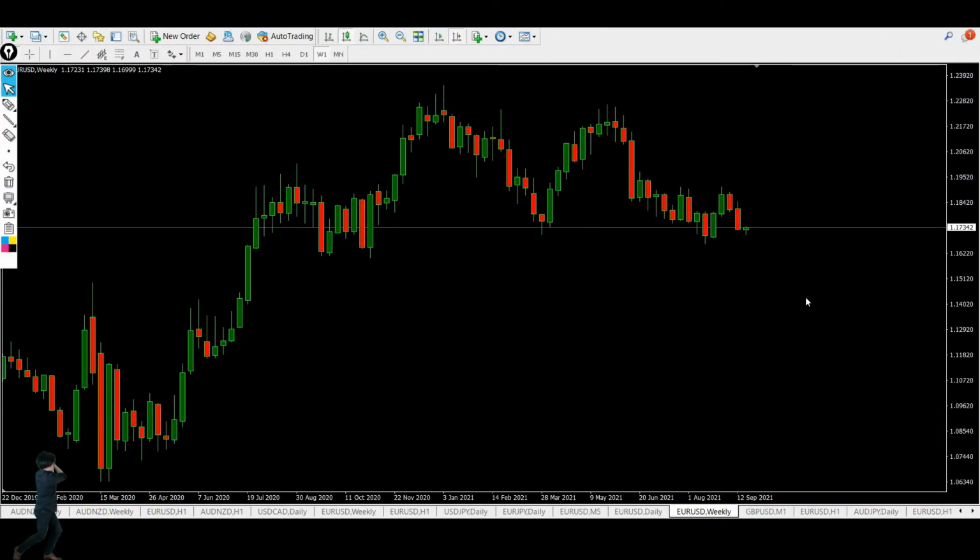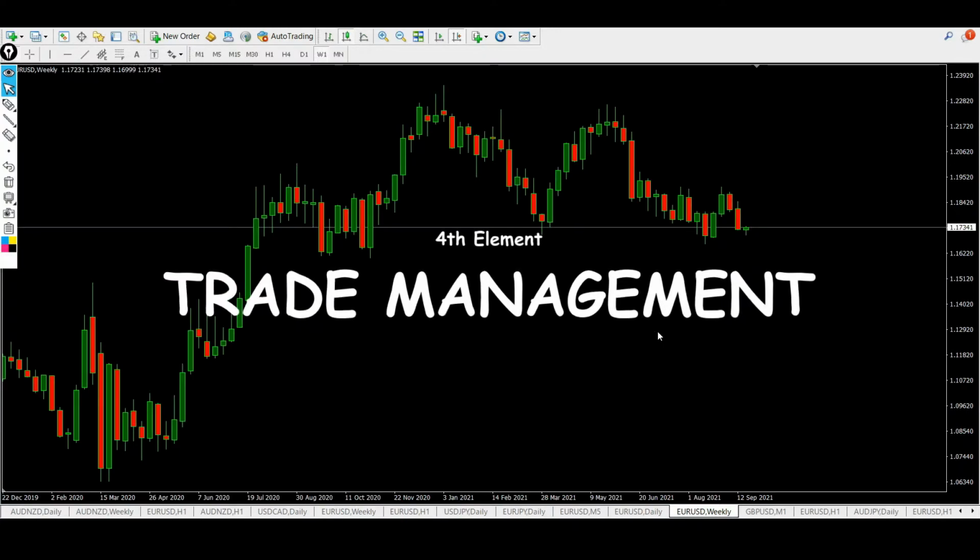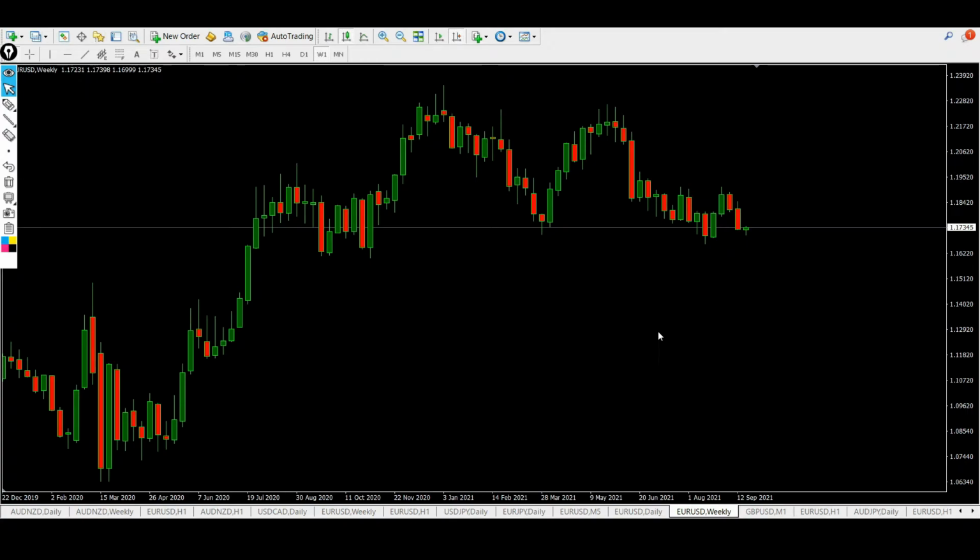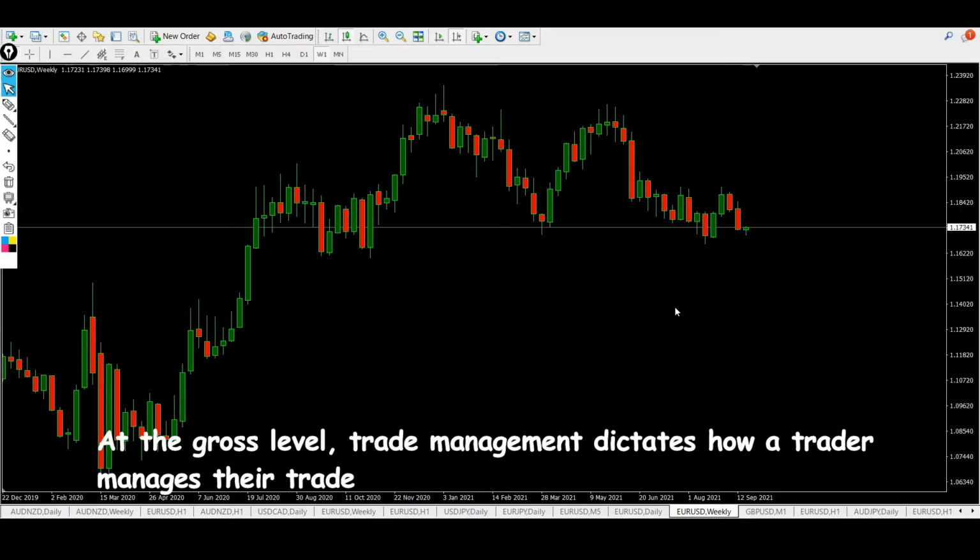Alright, so we're back on this Euro USD weekly chart. Now the final element of a strategy is trade management. Trade management includes many dynamics of trading, but at its most gross level, trade management in fact dictates how a trader manages his or her trade.